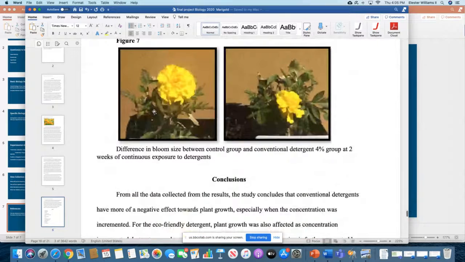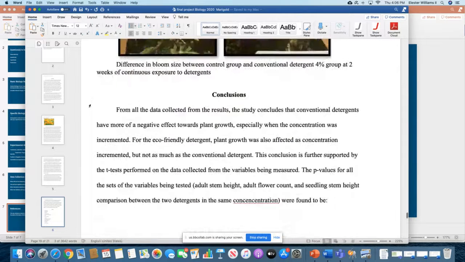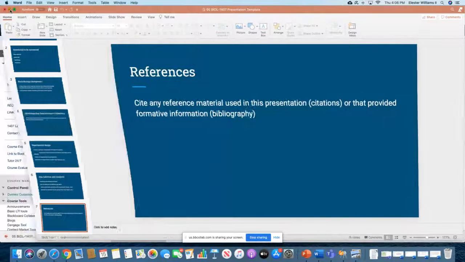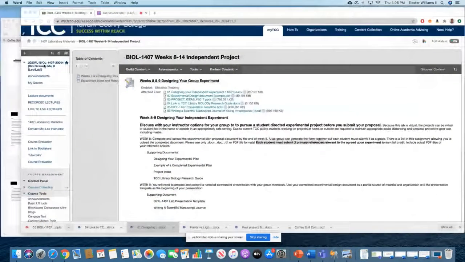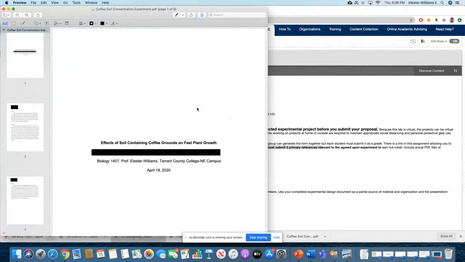All right, and they included lots of pictures too. These are pictures they actually took, which was pretty cool. All right, and then this was a paper that looked at the effect of coffee grounds in soil.